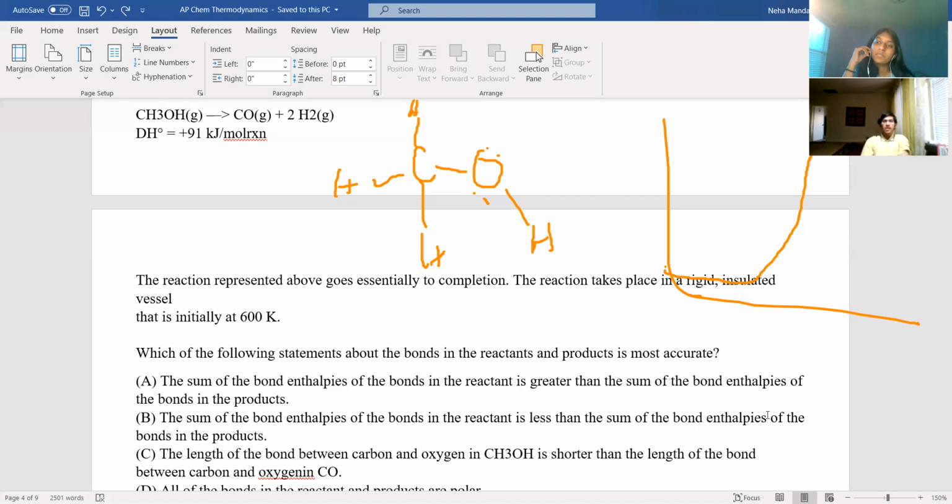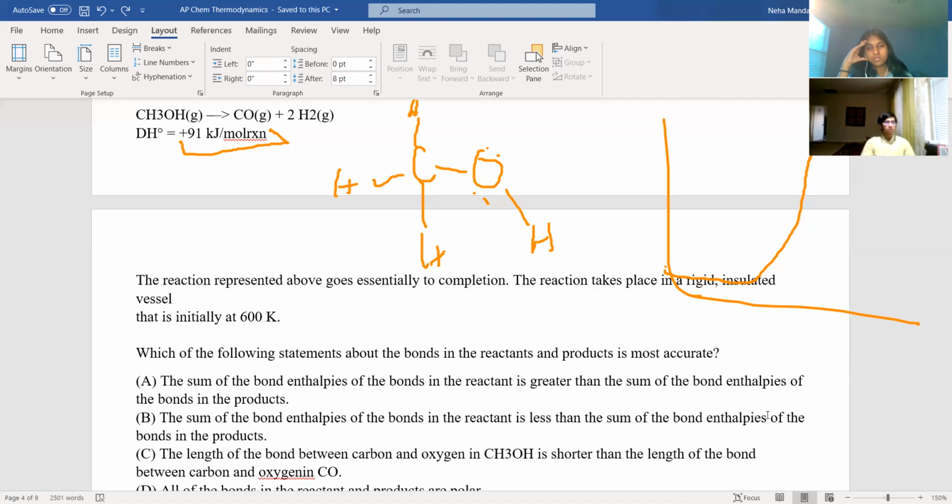Because if it's endothermic, that means you have to put energy into the system to break the bonds in this and then reform them into this. So you needed more energy. Is that energy absorbed, or is it used up? Yeah, so you needed more energy to break that bond in CH3OH and then form CO.